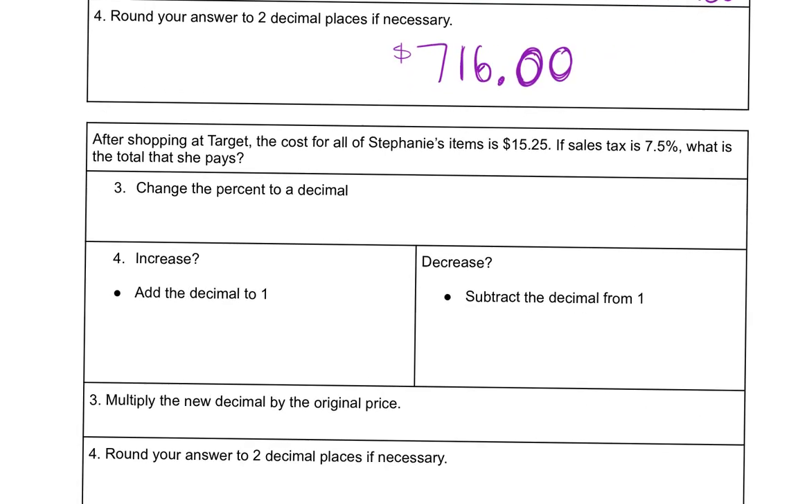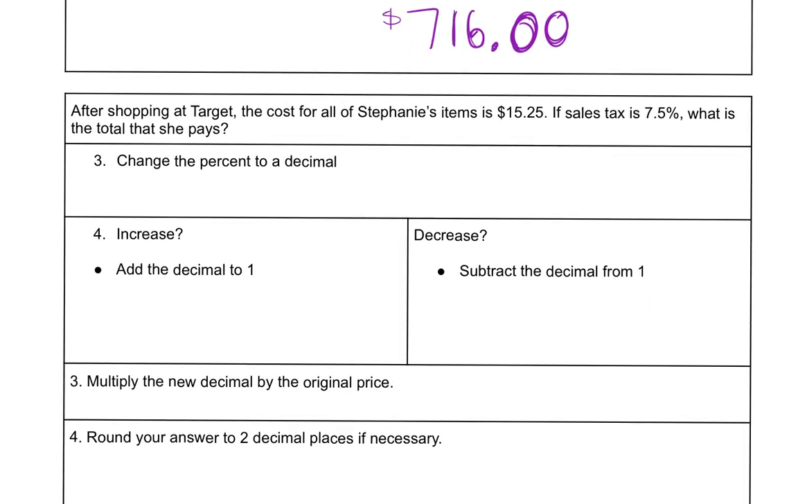All right, next one. After shopping at Target, the cost for Stephanie's items is $15.25. Sales tax is 7.5%. What is the total that she pays? Well, first we're going to change our 7.5%. It's in percent form right now. We're going to change it to decimal form by dividing by 100.